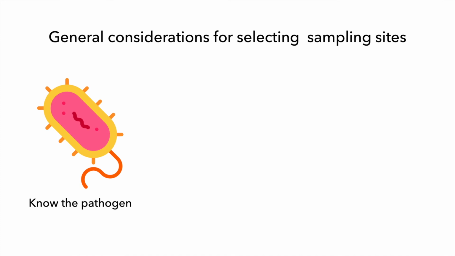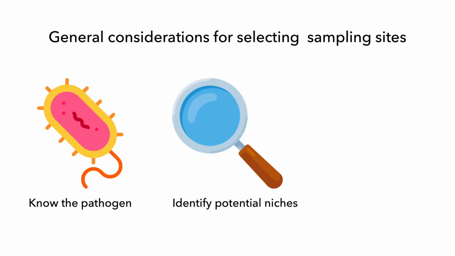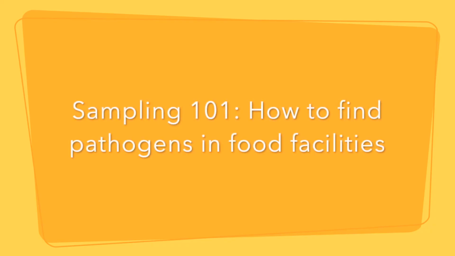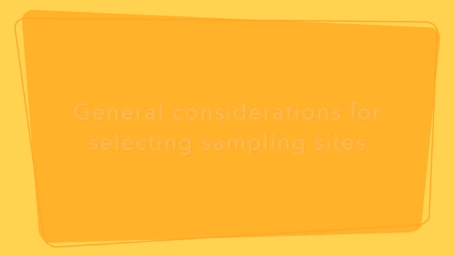Places that are hard to reach are often neglected during sanitation and could be a good place for pathogens to hide. Now you know the main things you need to do when selecting sampling sites. Know the pathogen, identify potential niches, and keep your eyes open and look everywhere. You are now prepared to select appropriate sampling sites.